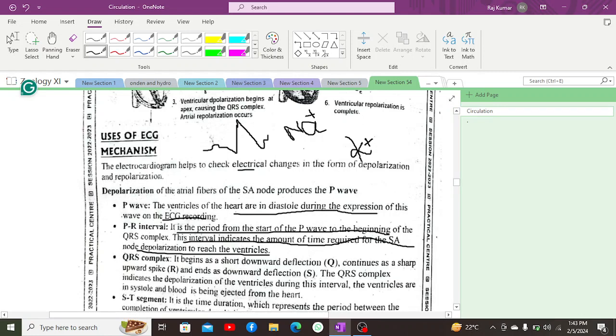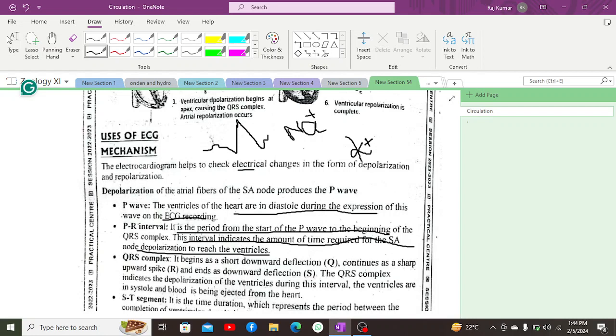It is the interval in which the atrial systole occurs. It indicates the amount of time required for the SA node depolarization to reach the ventricles, and throughout this period the impulses are being generated from the SA node to the ventricles. This period leads to atrial systole, until the impulses reach the ventricles. When the impulses reach the ventricles, the atrial systole finishes, atrial diastole starts, and ventricular systole starts.